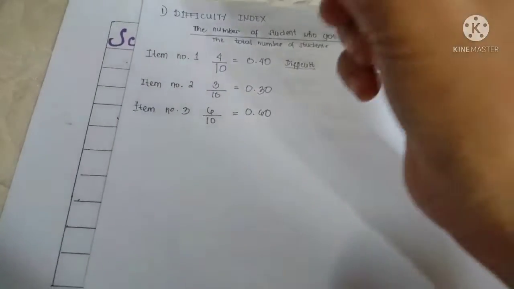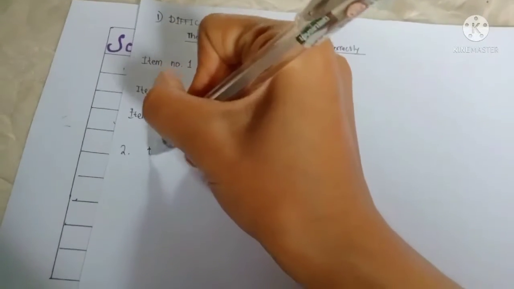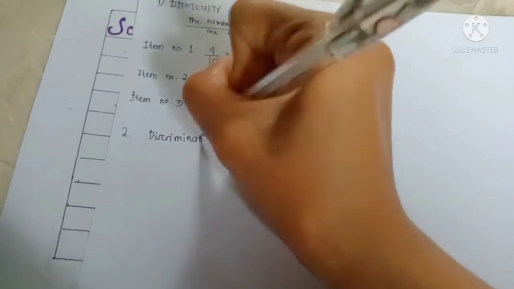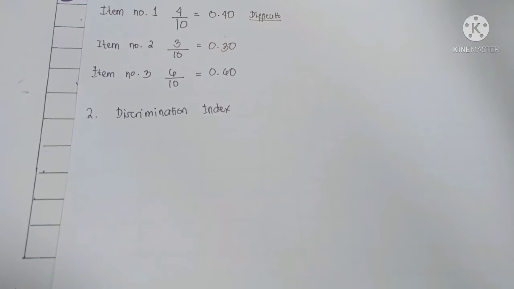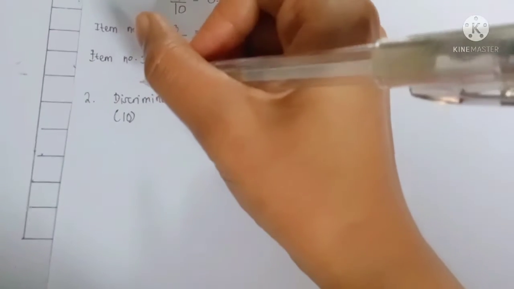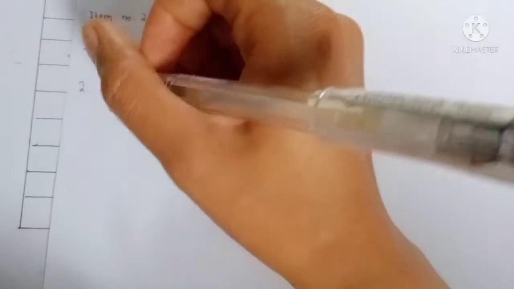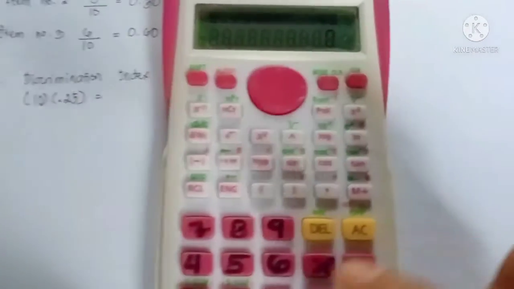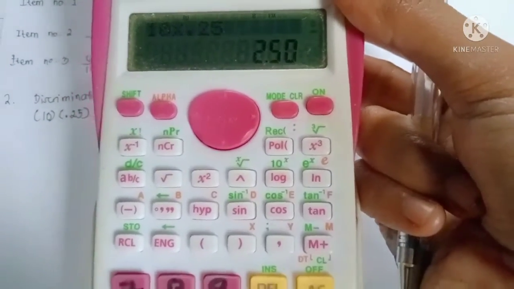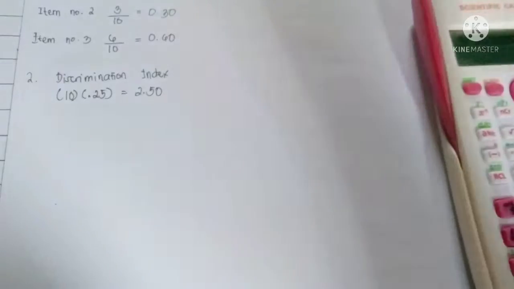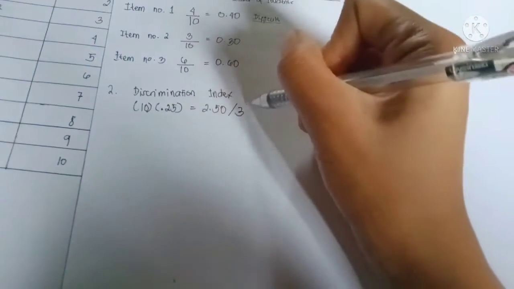So the next part is we have to identify the discrimination index. All we are going to do is multiply the total number of students, 10 students, to compute the 25% of the population. 0.25, so by the use of a calculator again, we multiply 10 times 0.25. So we have here our answer, 2.5 or 2.50. But we have to round it up, so the answer is 3.